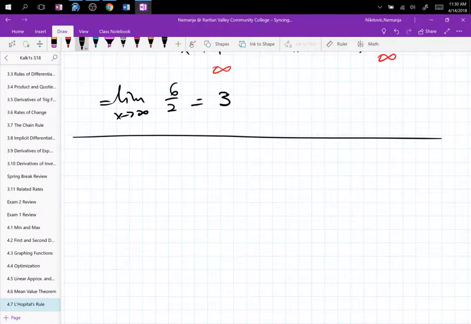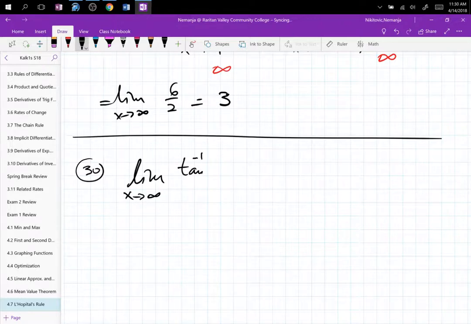So, something that you would love to hate. Let's see. Here's an amazing problem. Problem 30. They're asking you to find the limit as x goes to infinity of inverse tangent of x minus pi over 2, divided by 1 over x.